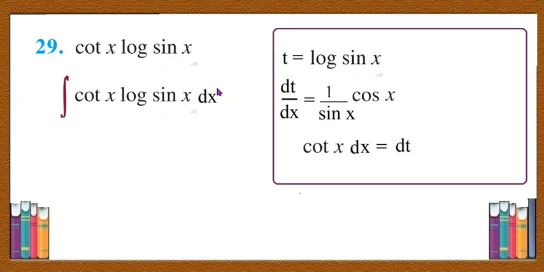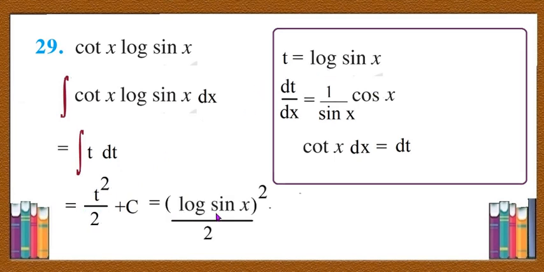And if you make the substitution here, the problem will reduce like this. Integration of log sin x, which is t, cot x dx is equal to dt. Integration of t dt is t square by 2. What is t? t is log sin x. That is equal to log sin x whole square divided by 2 plus c.